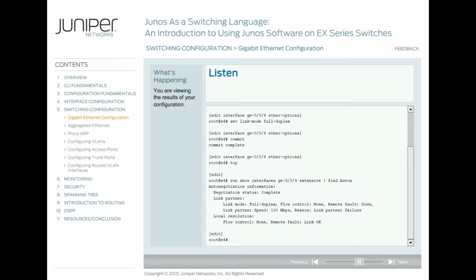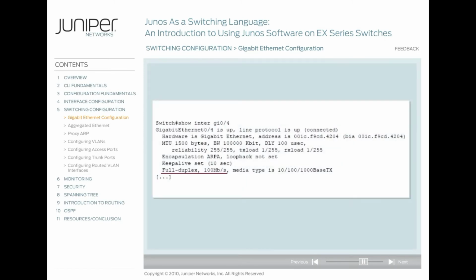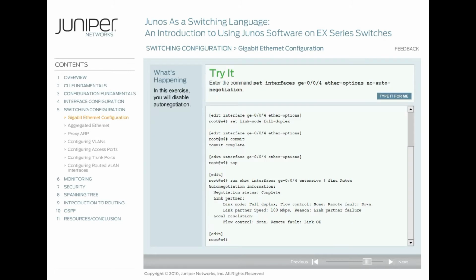Here you see that the switch is still performing auto-negotiation with the remote side. It has auto-negotiated to 100 megabit per second full duplex operation using the parameters you configured. If you look at the remote side, you can see that it has also auto-negotiated to the same settings. If you want to also disable auto-negotiation, you must do so separately. To disable auto-negotiation, enter the command set interfaces ge-0/0/4 ether-options no-auto-negotiation. Do that now.